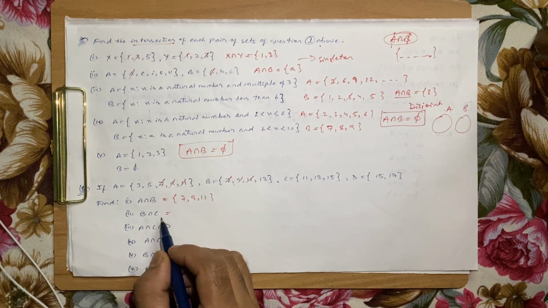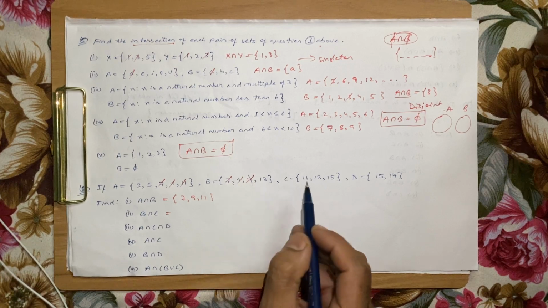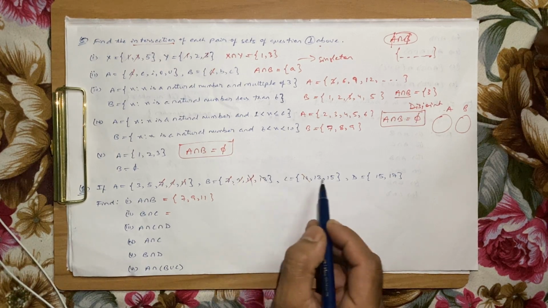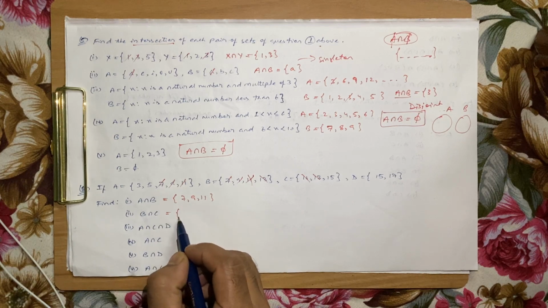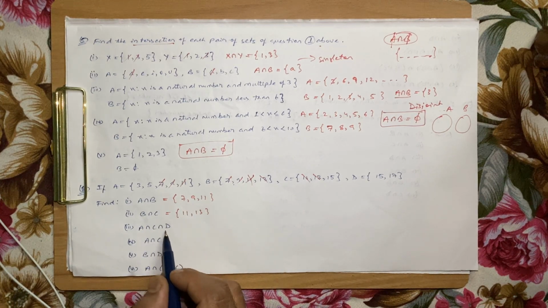Now B intersection C. B and C, let's check. There is 11 common. Okay. 11 common, there is 13 common. So there are just two elements that are common, 11 and 13. Okay, now A intersection C intersection D.